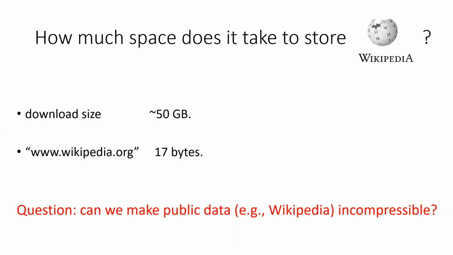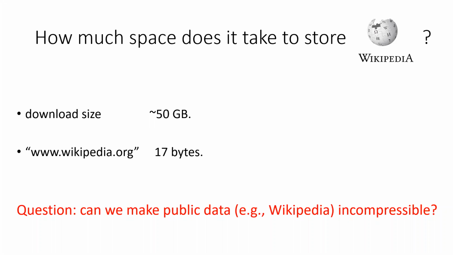Can we come up with a representation of the Wikipedia data that would require the full 50 gigabytes to store, even for someone who has an internet connection and has access to the original Wikipedia data for free, and doesn't pay for storing the Wikipedia data itself? That's the question of incompressible encodings. I'm going to tell you what they are and then how to construct them. And all the way at the end, I'll talk about some applications. Why do we actually care about this?